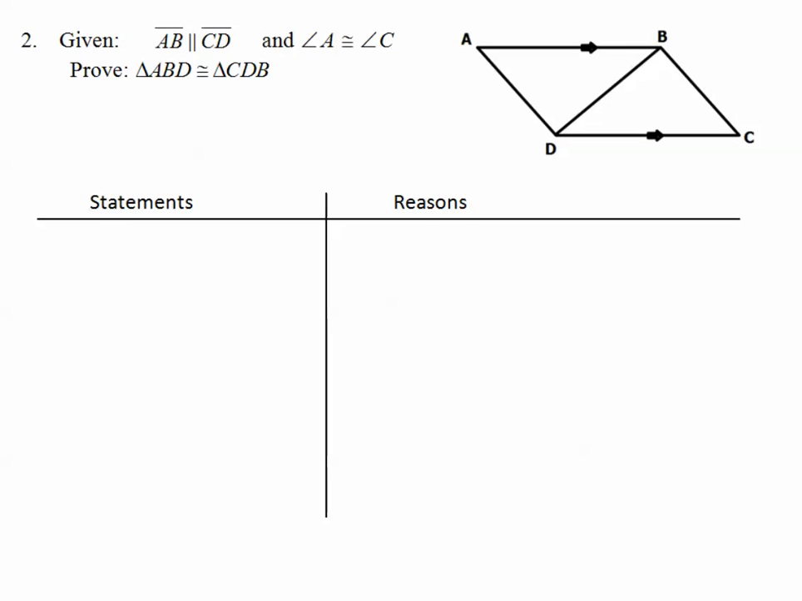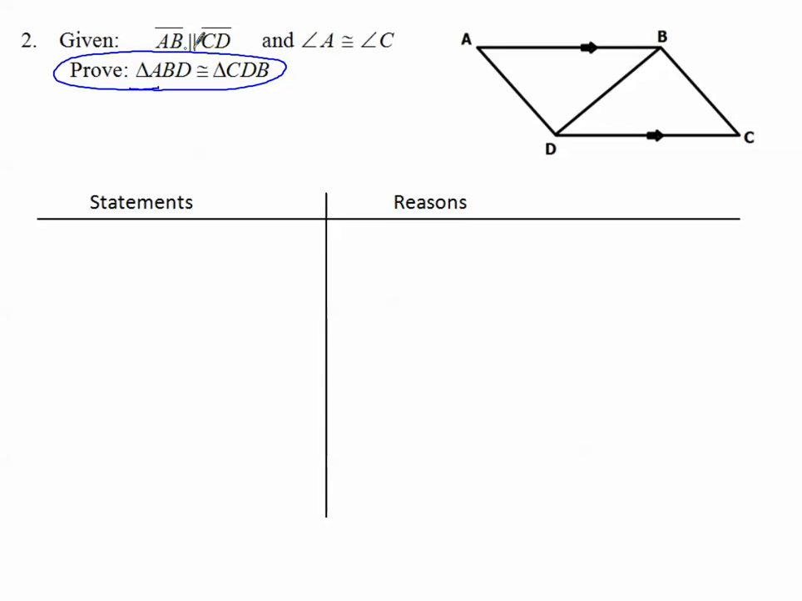Let's look at a couple that are a little bit different from that. So I'm giving you some information. Segment AB is parallel to segment CD, and angle A is congruent to angle C. Our goal is to prove that triangle ABD is congruent to triangle CDB.